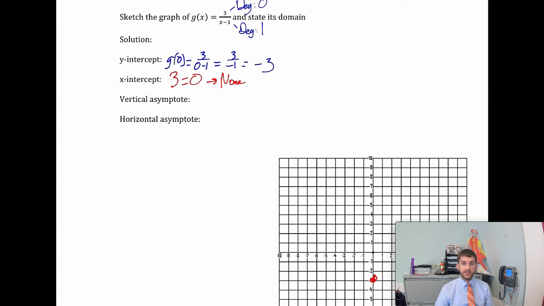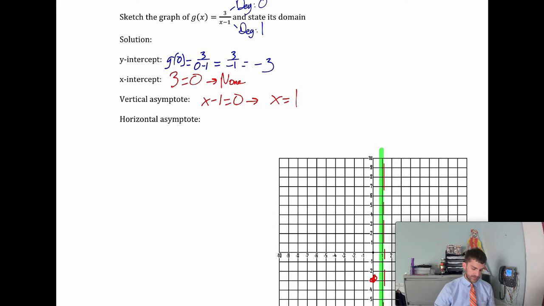For our vertical asymptote, we're going to set our denominator, x minus 1, equal to 0. And that gives us a vertical asymptote of x equals positive 1. So let's draw that vertical line at x equals 1. You can either draw a dashed line, or if you have a highlighter, you can draw a highlighted line through x equals 1. Okay, so there's our vertical asymptote.